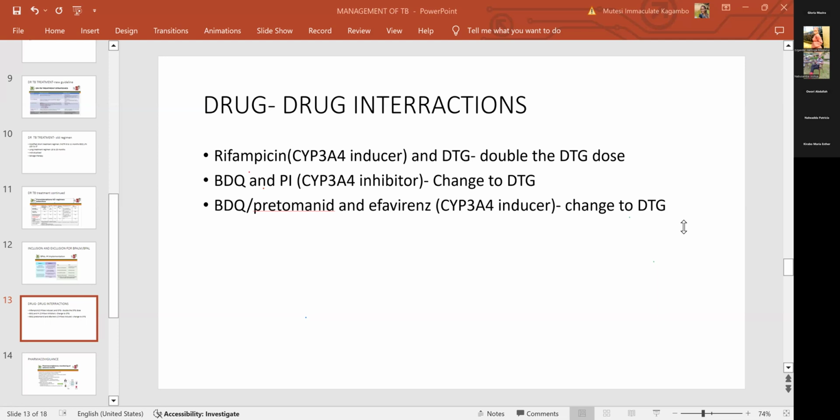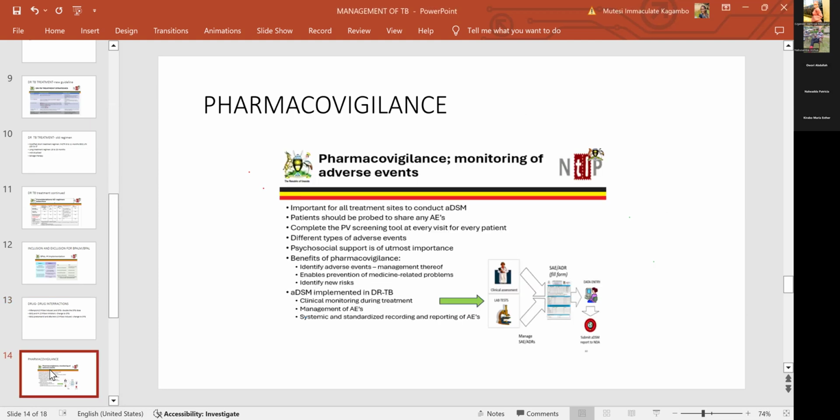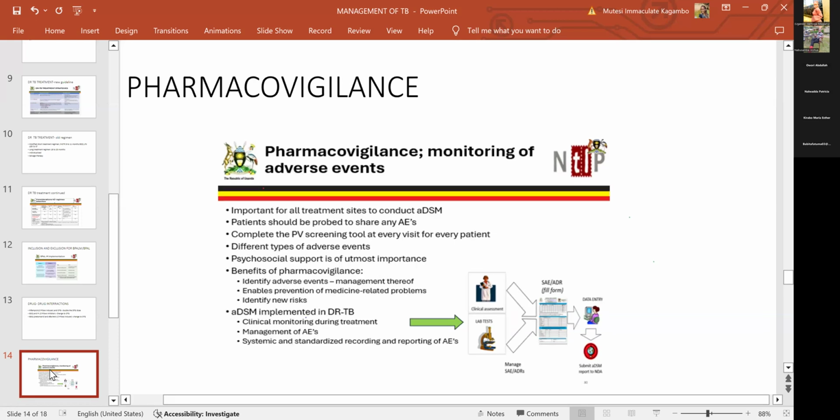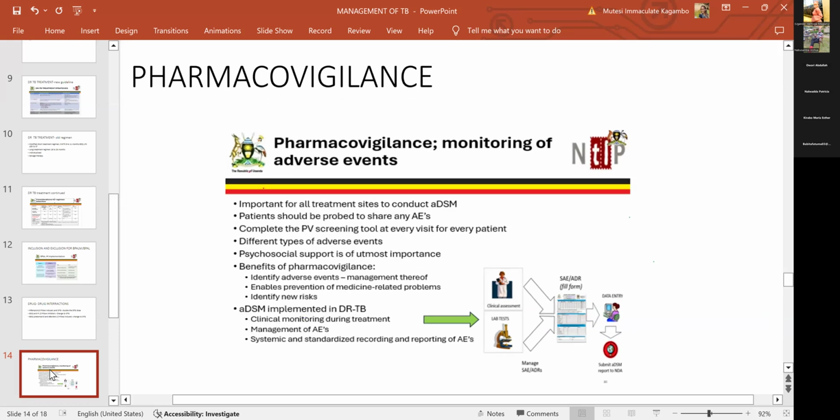Okay, let's go to pharmacovigilance. It's very important when you're treating TB to monitor for adverse drug reactions. Most of the drugs are toxic. Most of the drugs have only passed phase 2 of clinical trials, and they are pushed for use straight. Most of the TB drugs don't go through phase 3. Straight away they are put into use when they are found to be very effective.